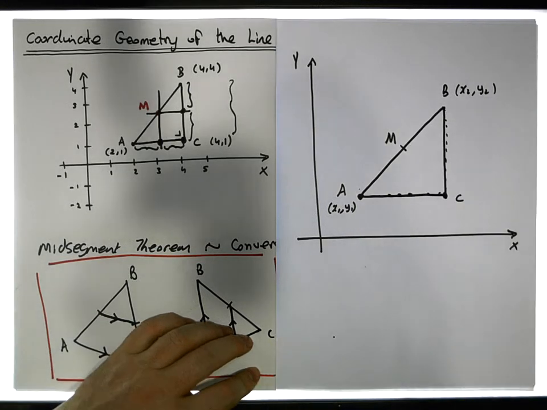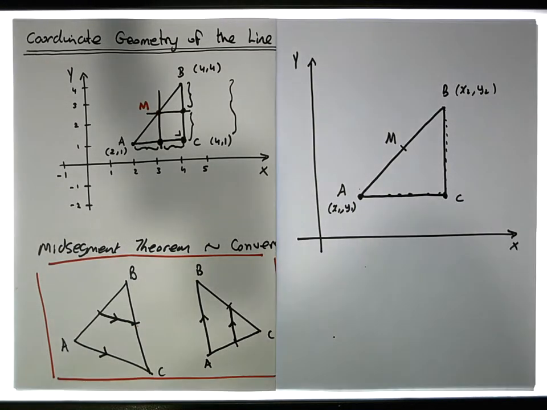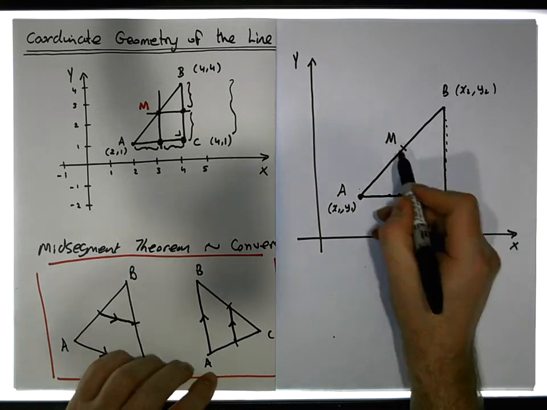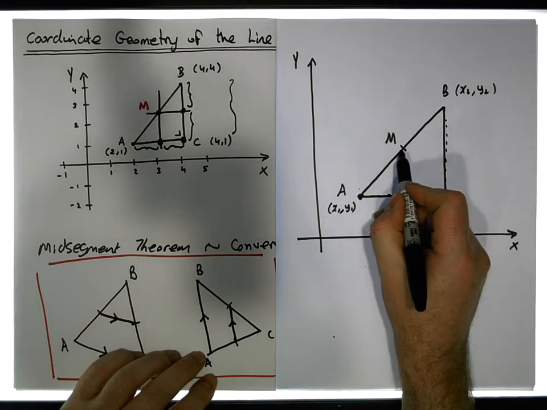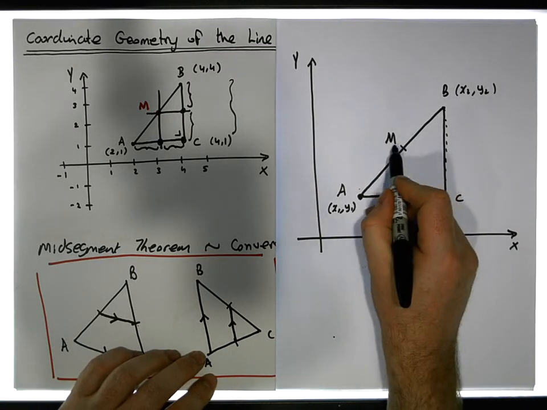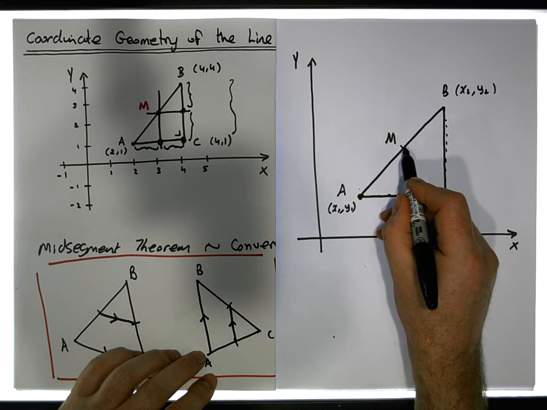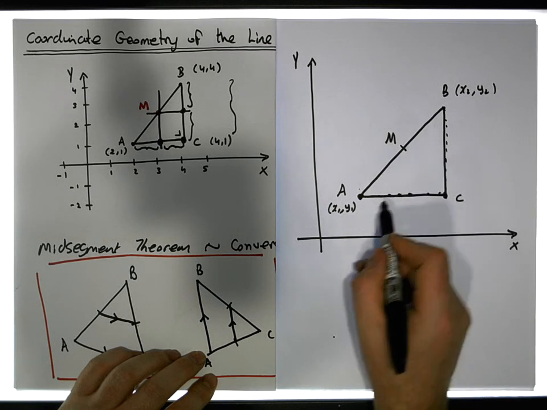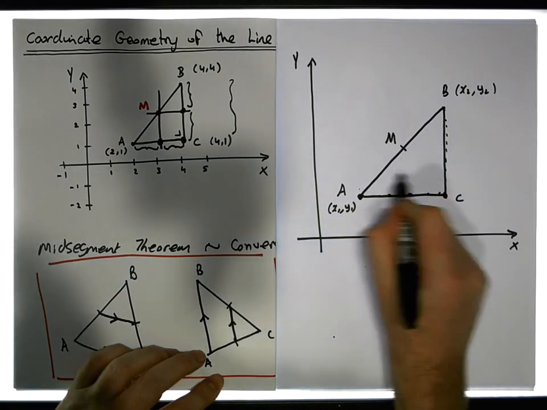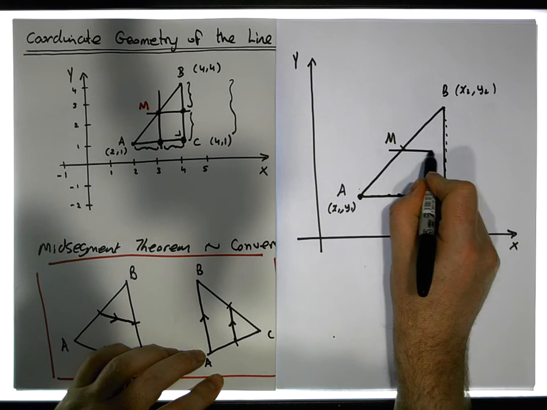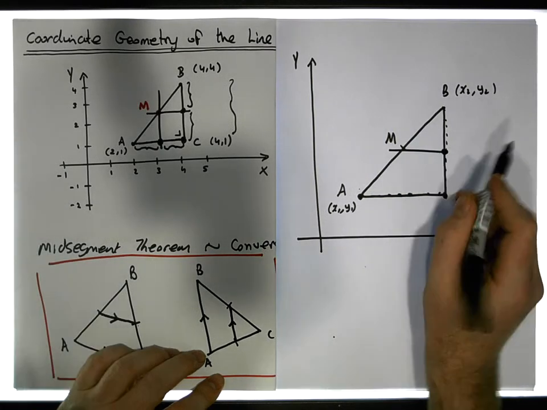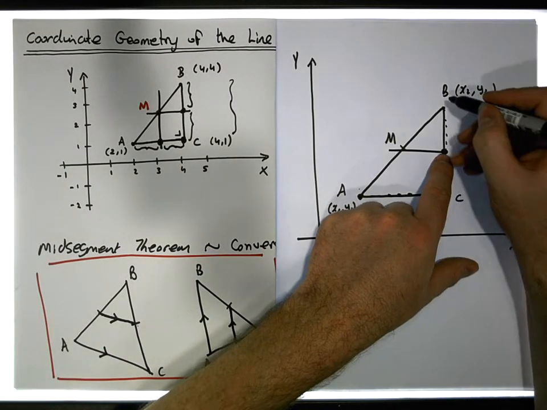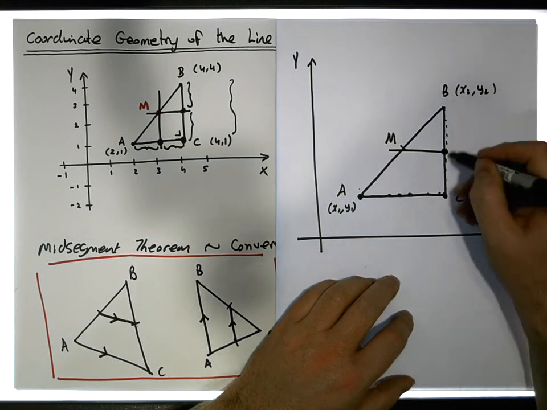Now, based off the midpoint theorem, we're going to draw a line through the midpoint. We don't know the coordinates of it, it's some values, but we're going to assume that this is the midpoint. We're going to draw a line through this parallel to the line AC, over to here. And the theorem says that this is the midpoint of this particular line here, BC.